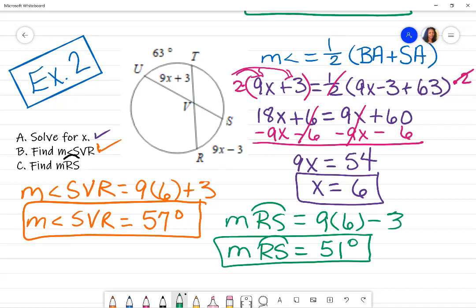So technically I am finished with everything, but if I wanted to check my work, I would just substitute into my original problem. So my measure of the angle, I will put in the 57, set equal to 1/2. Well, my big arc is 63 and my small arc, we just said was 51, and you will see that it will balance.